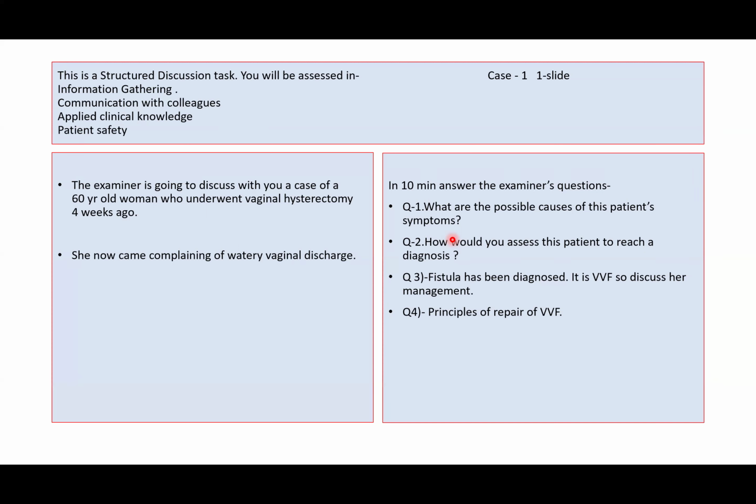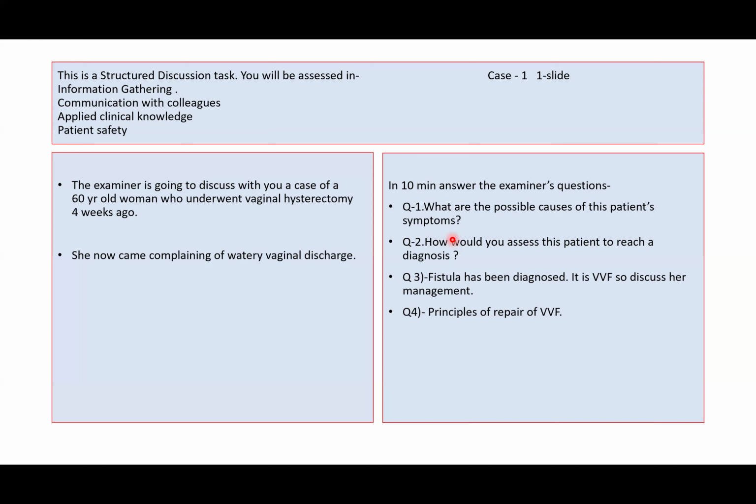And for specific tests, I will do her IV pyelography if there is a suspicion of ureterovaginal fistula, and cystoscopy for direct visualization of the fistula site, and retrograde cystogram, all for diagnosis if there is any suspicion of the fistula.